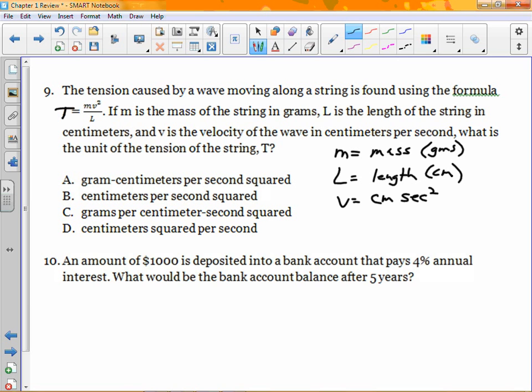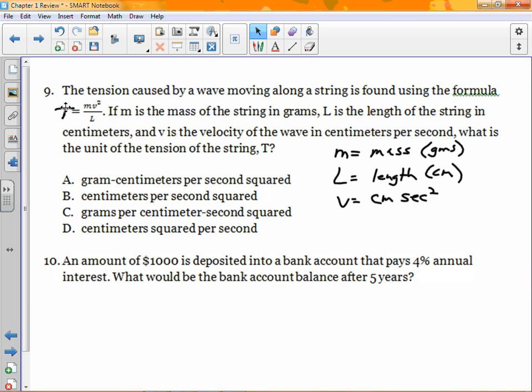Okay, what it wants to know is what is the unit of the tension of the string T. That's why I'm saying I think this is supposed to be T and not I. Regardless, we have M, V, L. Again, this is one of the things I've been trying to get you guys to see all along. If you have 4 variables, all I have to do is give you any three, and you're good to go.